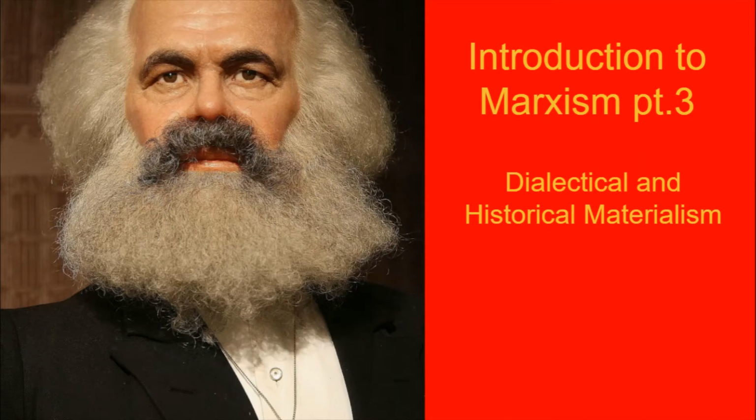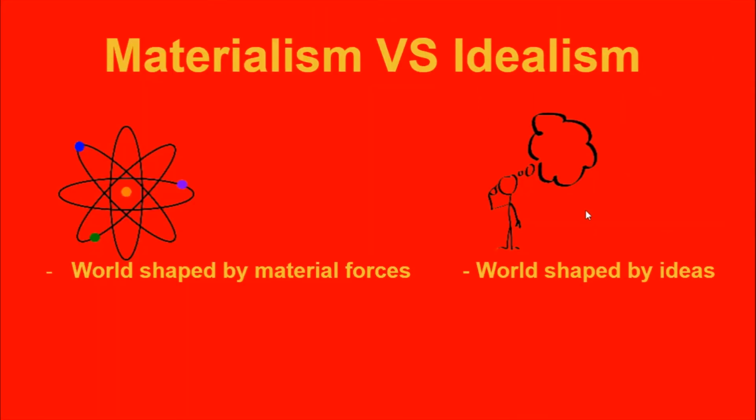So let's start by just looking at the term historical materialism. There are two parts, history and materialism, right? So I assume we all know what history is, so let's look a bit more at materialism. Materialism holds that the world and phenomena in the world are determined by material forces and physical reality. This stands in opposition to idealism, which states that the world is shaped by powerful ideas or subjective consciousness.